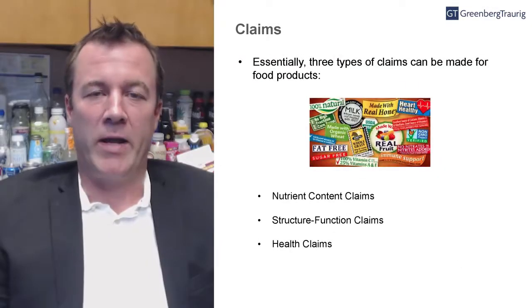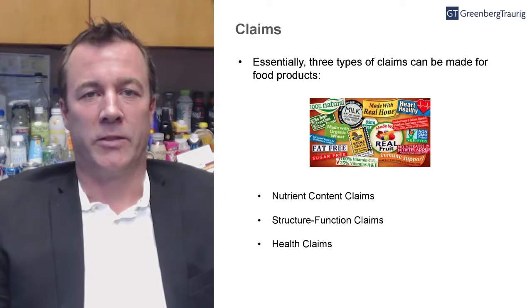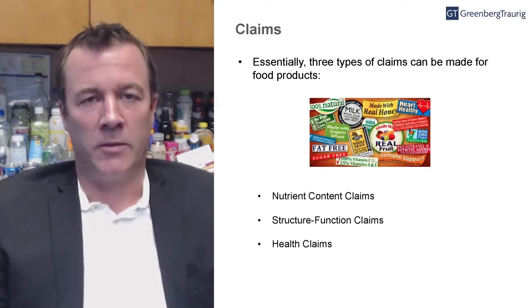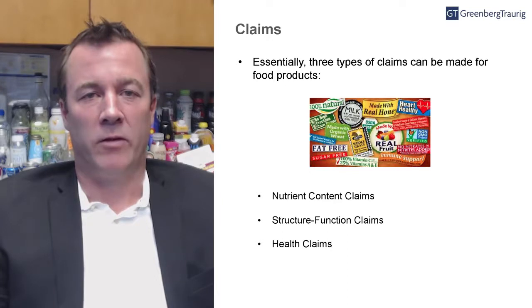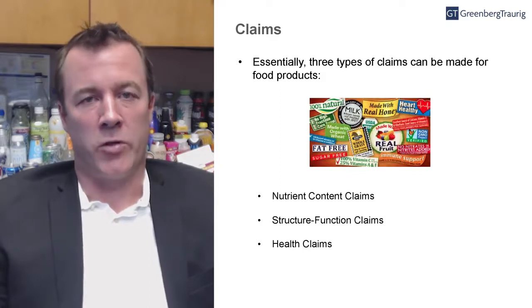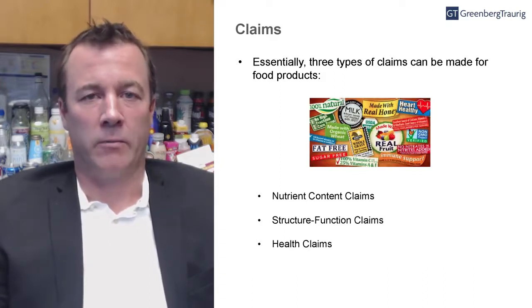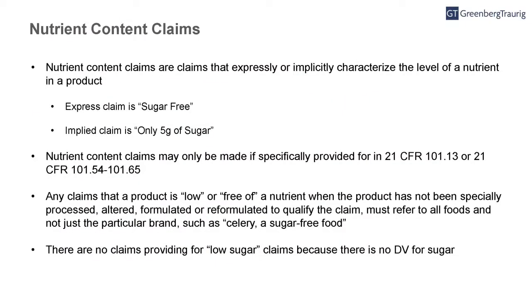Essentially, there are 3 types of claims that you can make for food products in the United States. Nutrient content claims, which describe a particular level of a nutrient in a product. Structure function claims, which describe the effect of an ingredient or nutrient on the structure or function of the body, and health claims. The first category of claims that I'd like to talk to you about are nutrient content claims. As I indicated, nutrient content claims are claims that expressly or implicitly characterize the level of a particular nutrient in a product. An example of an express claim would be sugar-free.